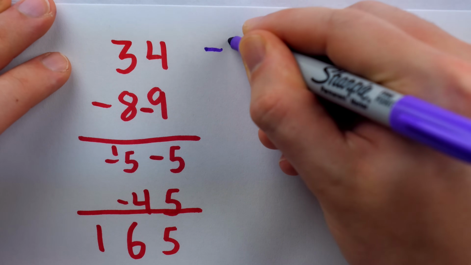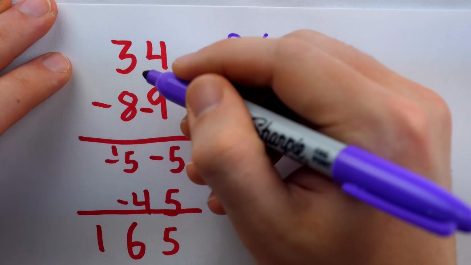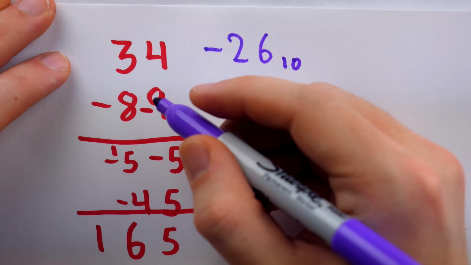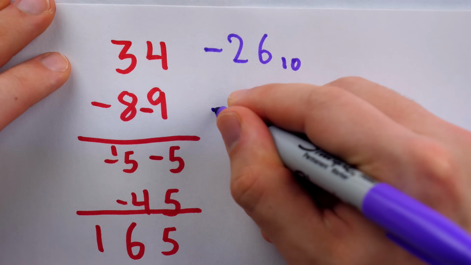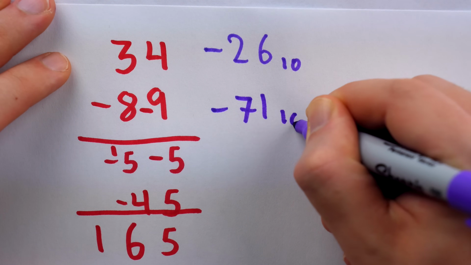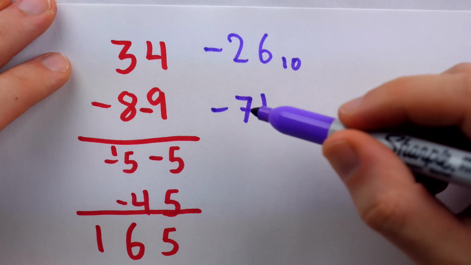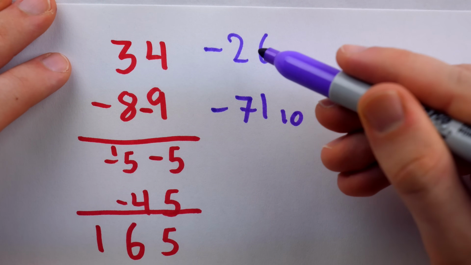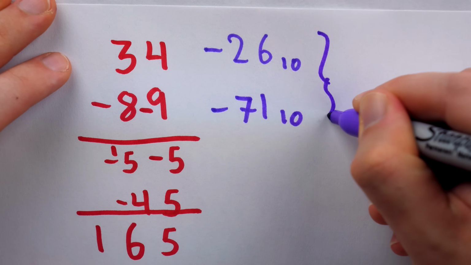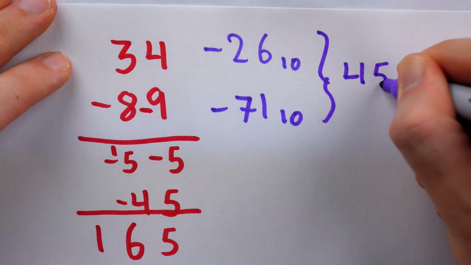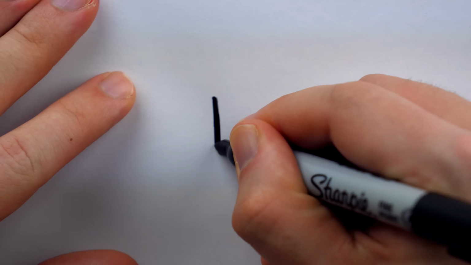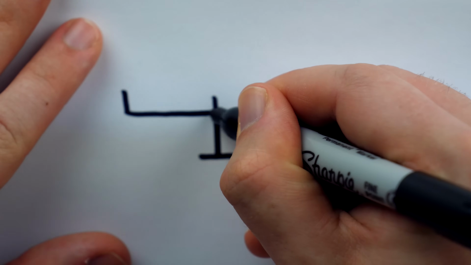If you're curious what all of this was in base 10, 34 is -26 base 10, 89 is -71 base 10, and so when we subtract these, we're actually adding 71 to -26, and so the result in base 10 is positive 45. One interesting use case of Negadecimal is to consider weighing things on a scale.